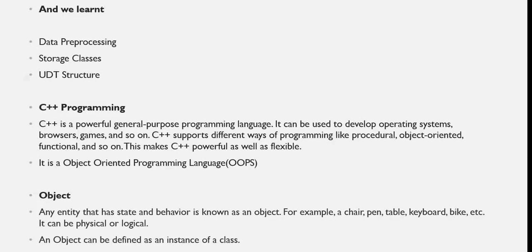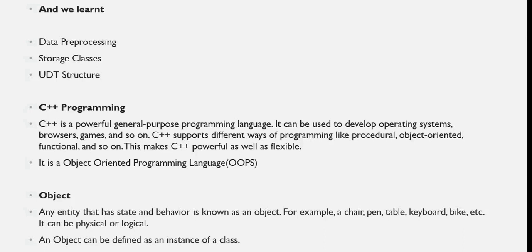Now we briefly studied C++ programming. C++ programming is a powerful general purpose programming language. It can be used to develop operating systems, browsers, games, and so on. C++ supports different ways of programming like procedural, object-oriented, functional, and so on. This makes C++ powerful as well as flexible.